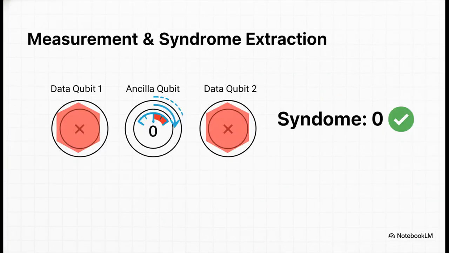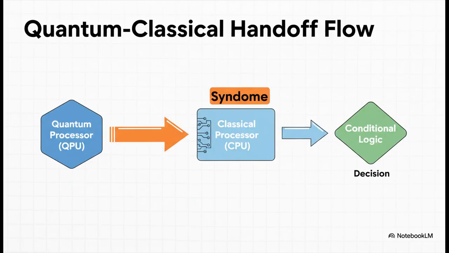And here is the absolutely crucial part. We only perform a measurement, that's MZ in the code, on the ancilla qubit. If the data qubits are fine, the ancilla measures 0. If they're different, which signals an error, the ancilla measures 1. This gives us our error signature, the syndrome, without ever collapsing the quantum state of our actual data. It's brilliant. Now for the classical part.